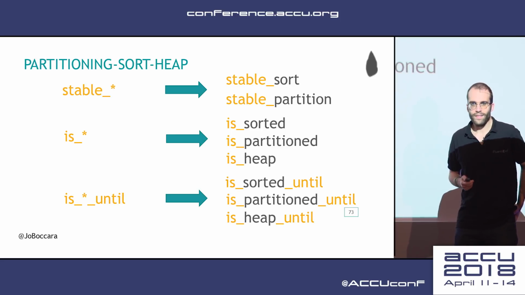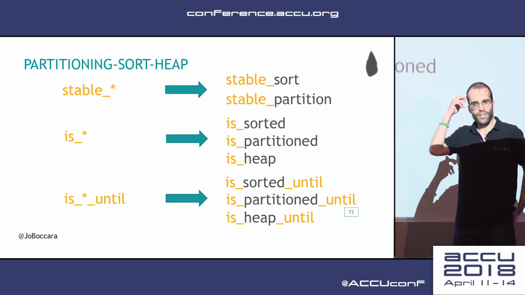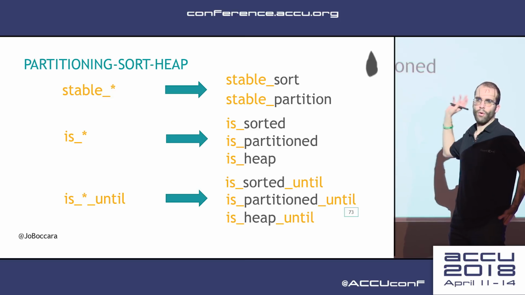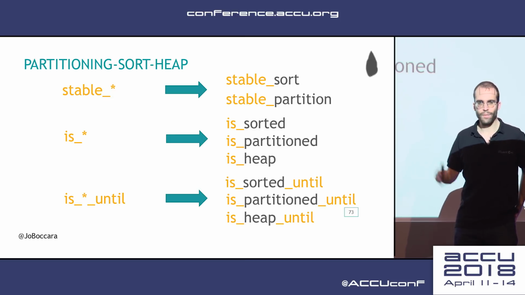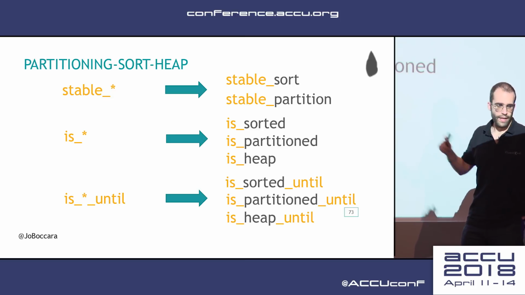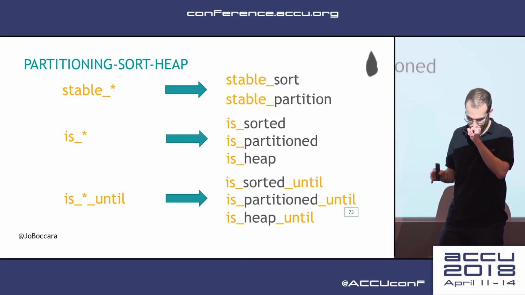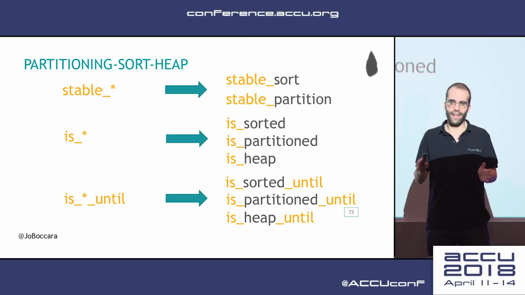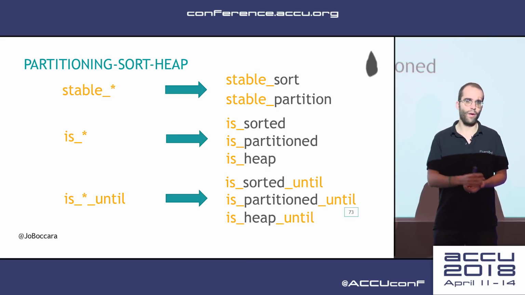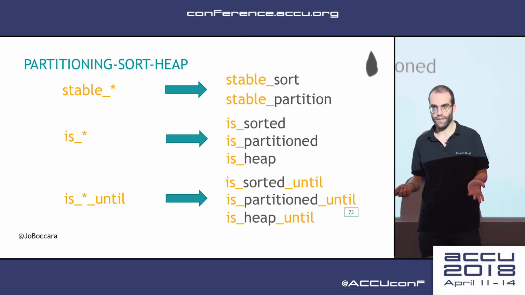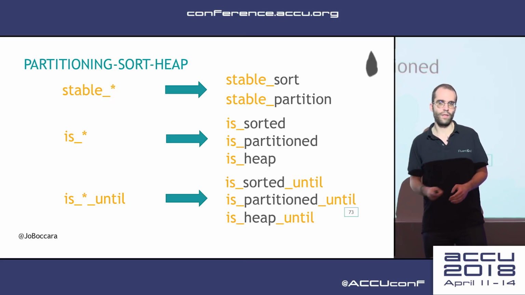There is the is rune, which checks for a property. So now we know what sorted, partition, and heap mean. Is heap, for example, takes a collection, a begin and an end, and returns a Boolean to say whether this collection is a heap, respects the heap property, and so on for sorted and partitioned.